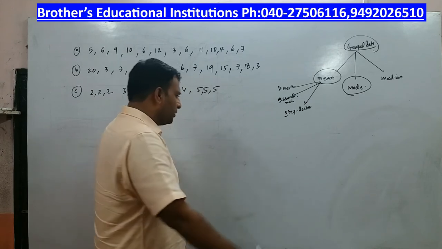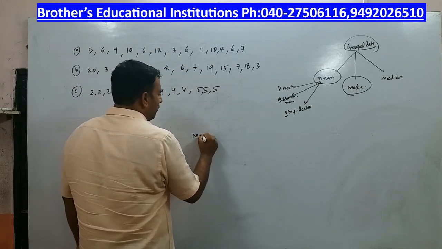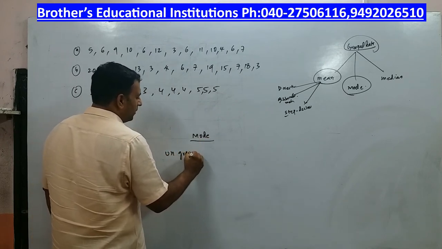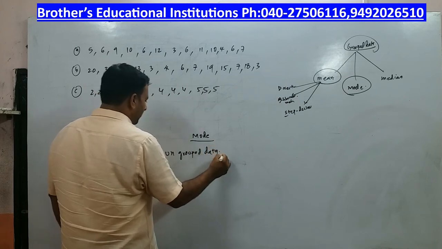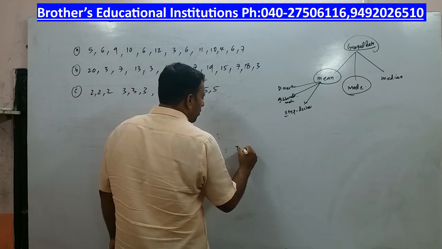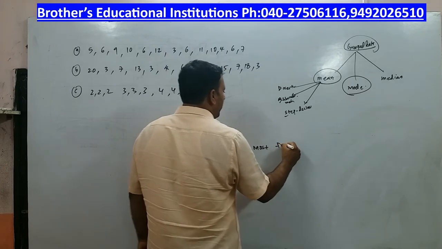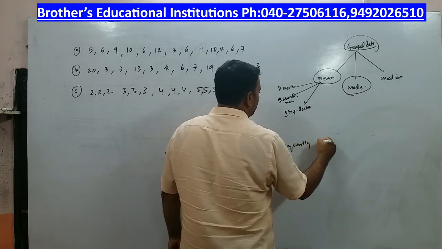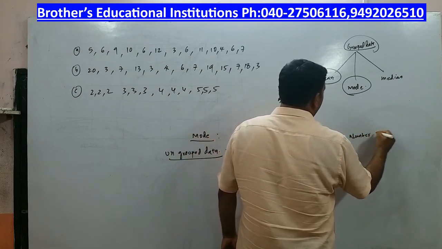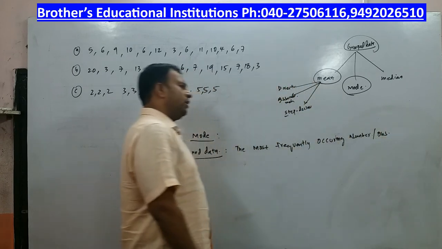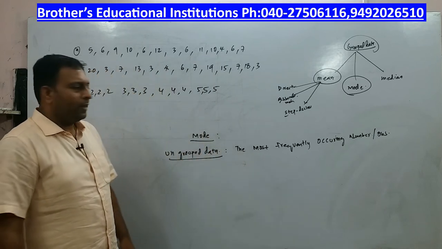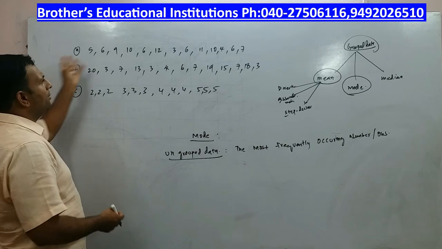What is this mode? So children, let us try to understand what mode is in ungrouped data. The definition of mode in ungrouped data is the most frequently occurring number or observation. Most frequently occurring number or observation is called mode in ungrouped data. Right? Now, I have given to you some random numbers in ungrouped data.